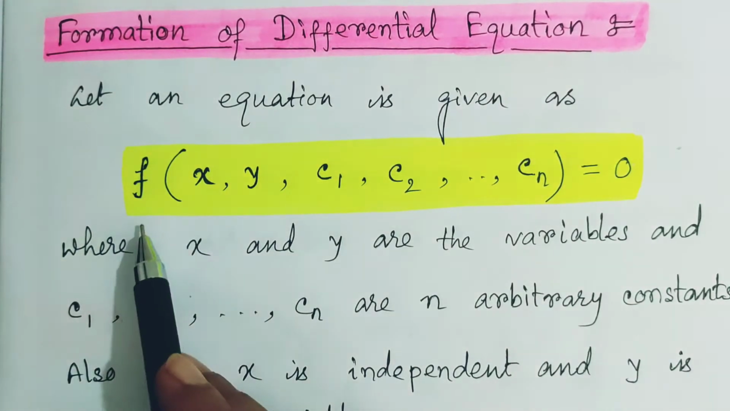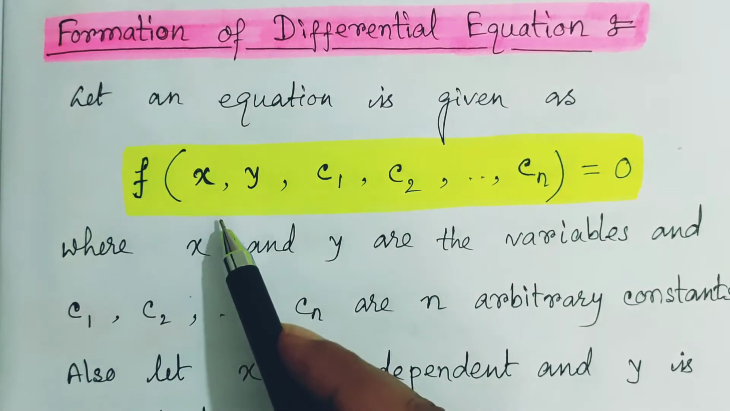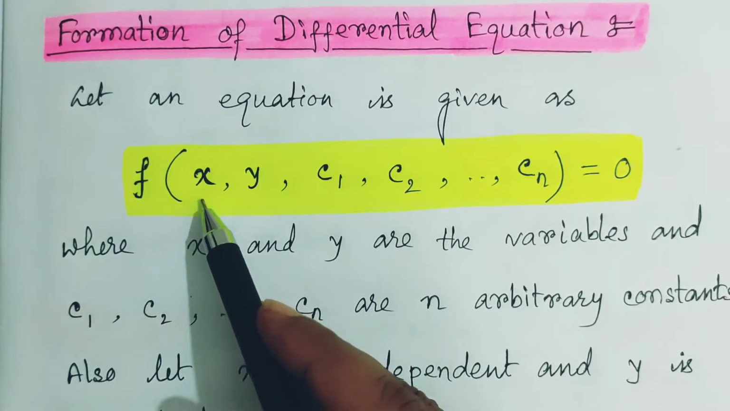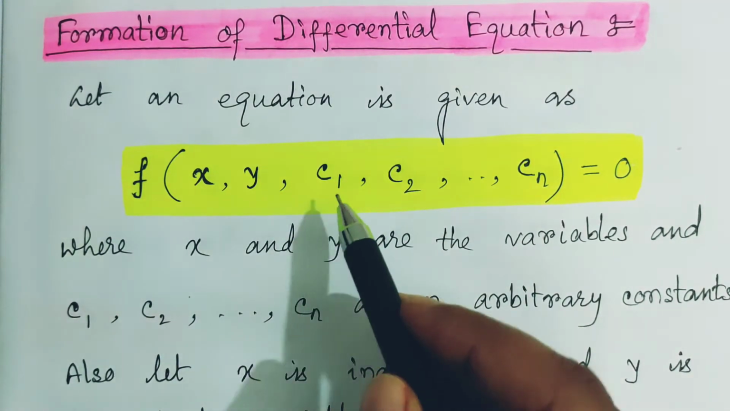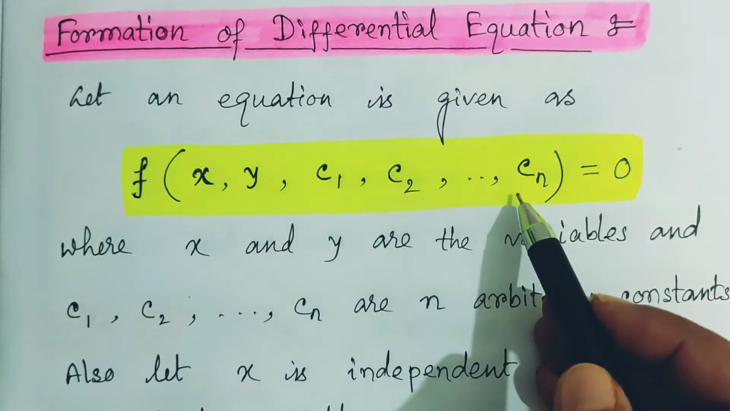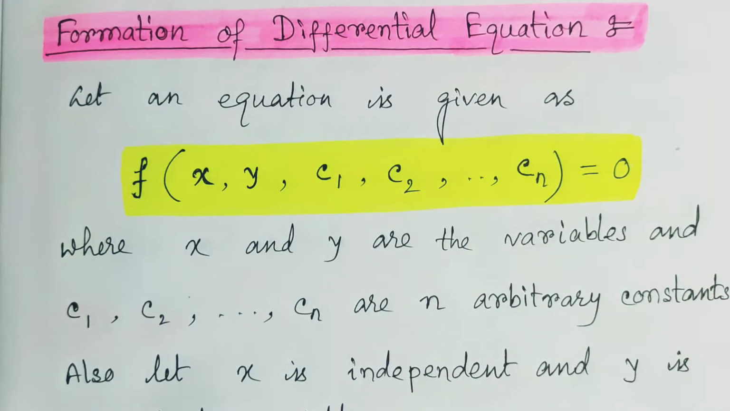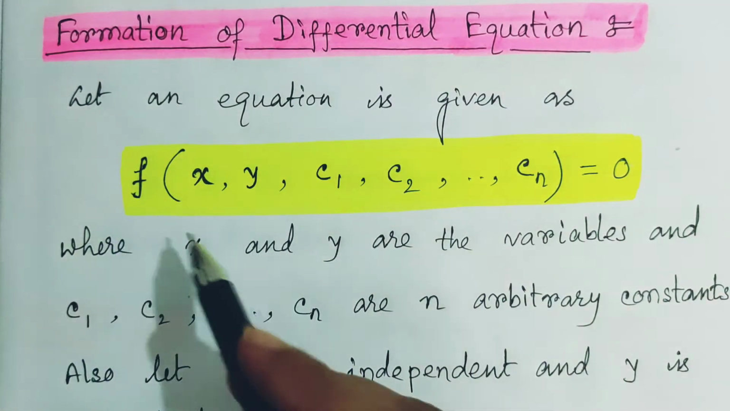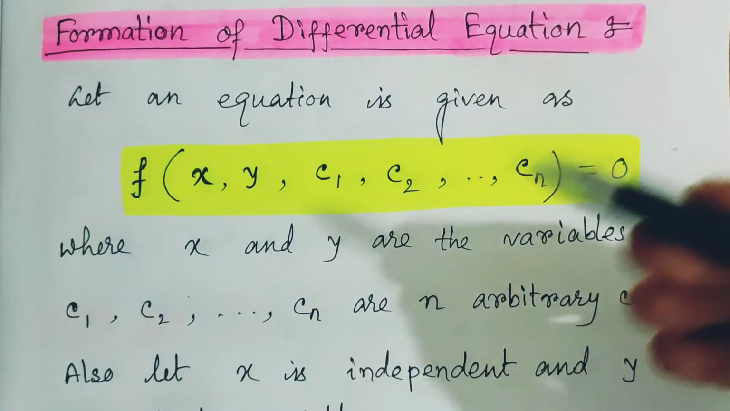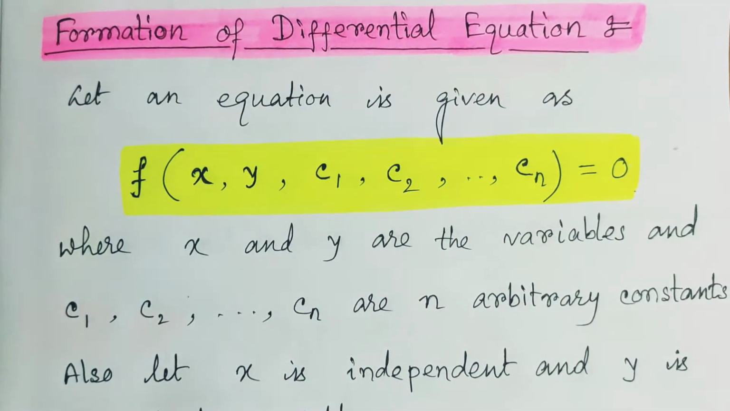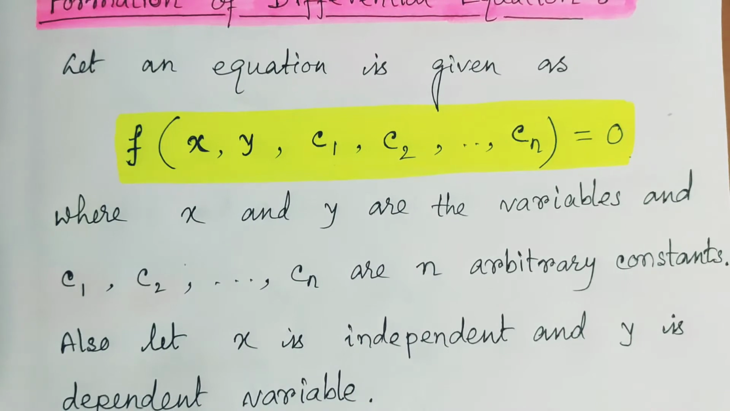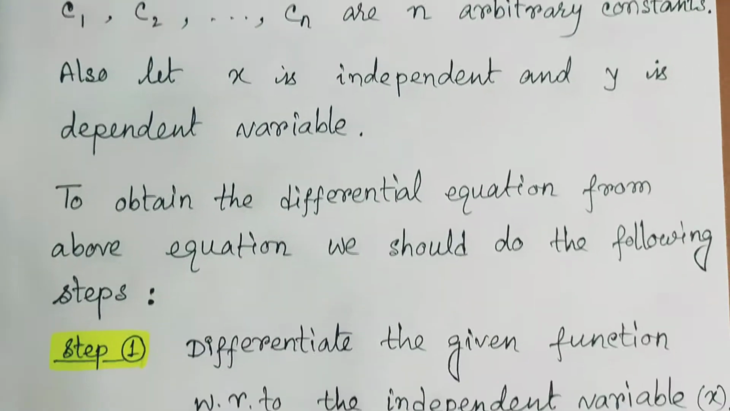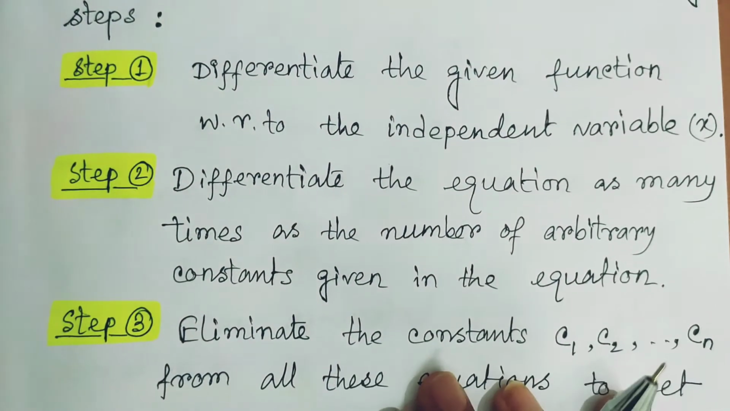Let a function be given which is a function of x and y, where one of these two variables is dependent and the other is the independent variable, and c1, c2 up to cn, these n constants, are involved in this equation. If this is equal to 0, it is the equation, and for this we are going to form the differential equation. So how do we form the differential equation for this primitive? To obtain it, we should follow three steps.